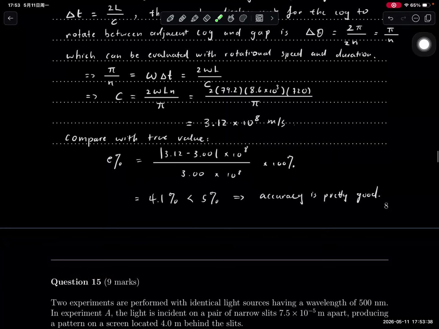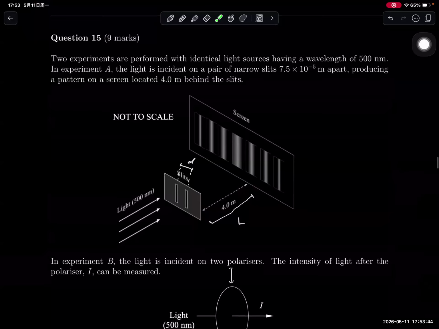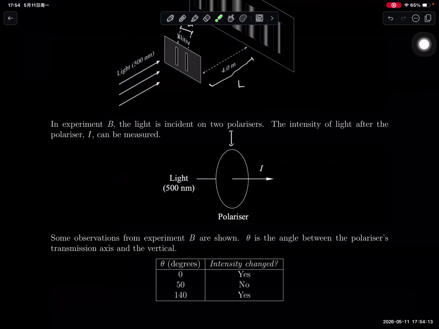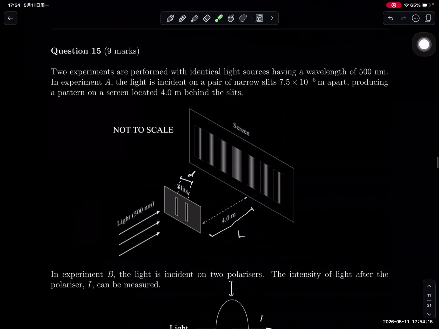Okay. Next one, question 15. So we've got two experiments. As you can see, we've got a double slit interference and a polarization experiment. The experiments give you a bunch of parameters, which is a strong indication that you need to do calculation, right? Maybe for this one, but not really for the next one. The other one hasn't given me enough information for any. But we can analyze stuff, right?